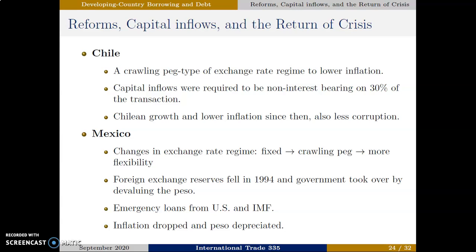Mexico changed its exchange rate regime from a fixed exchange rate to a crawling peg, and even more flexibility since then. This meant foreign reserves fell in 1994, and the rampant moral hazard in Mexican banks and financial markets meant the government took over and devalued the peso. Mexico had to ultimately accept emergency loans from the United States and the IMF, after which Mexican inflation dropped significantly and the peso depreciated.